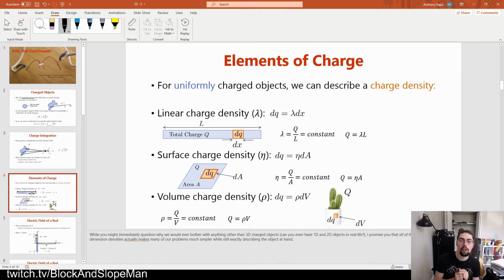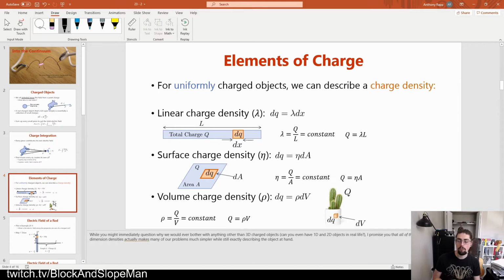What's the tiniest piece of area that I can take? dA. When we actually apply this in a problem, dA might be equal to dx dy, and that's essentially a tiny little width and a tiny little length, and that's what tells us about our piece of charge, right? But broadly speaking, no matter how we define it, it's going to be some tiny unit of surface area, dA. And again, if we integrate over the entire thing, we get back our total charge Q.